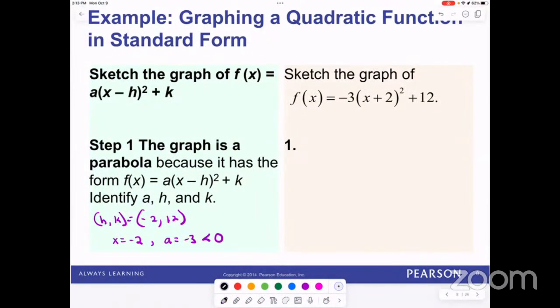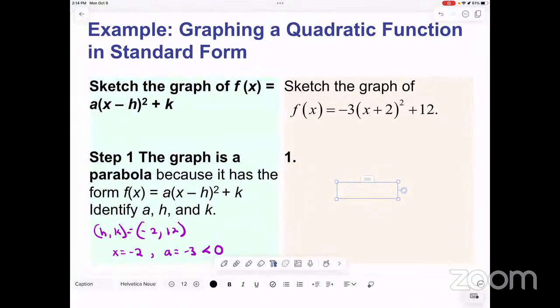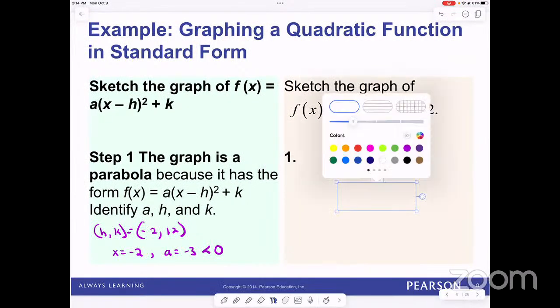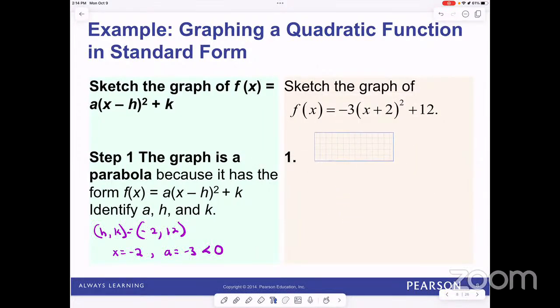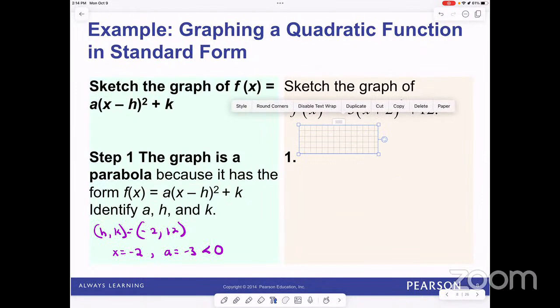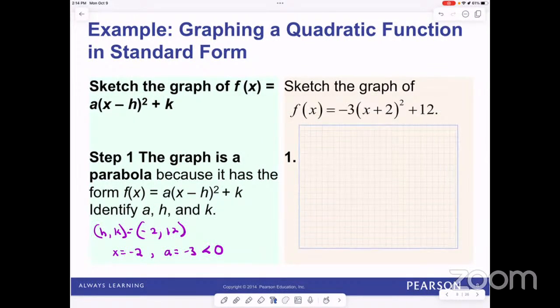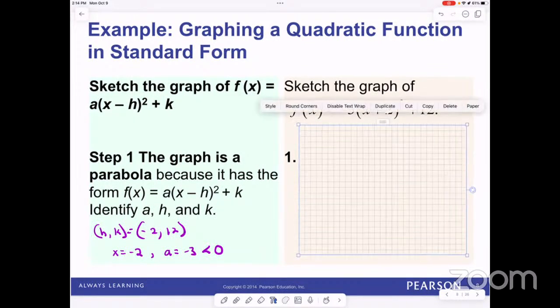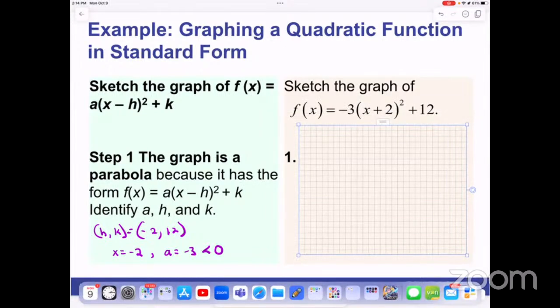Matter of fact, I think I will introduce graph paper this time. So the text box. Paper. What's the time? Okay, let me see my clock. I'll give them like 30 more seconds.